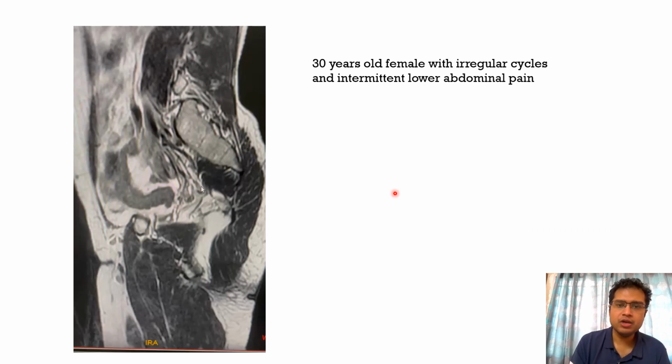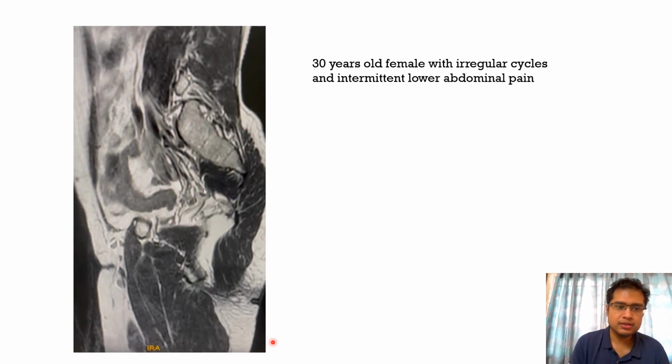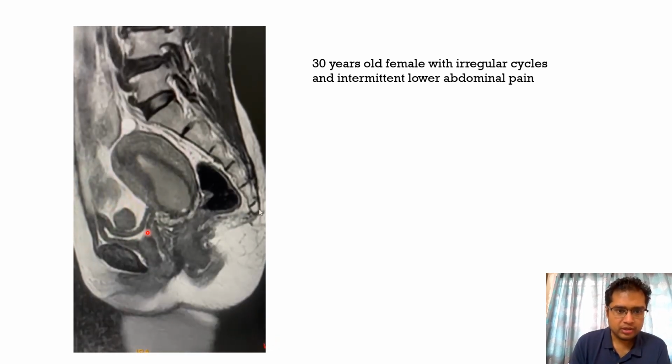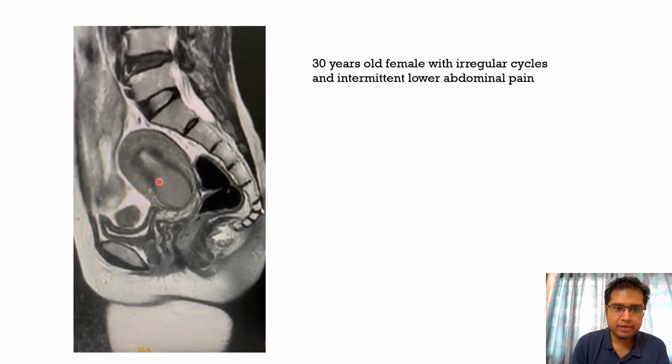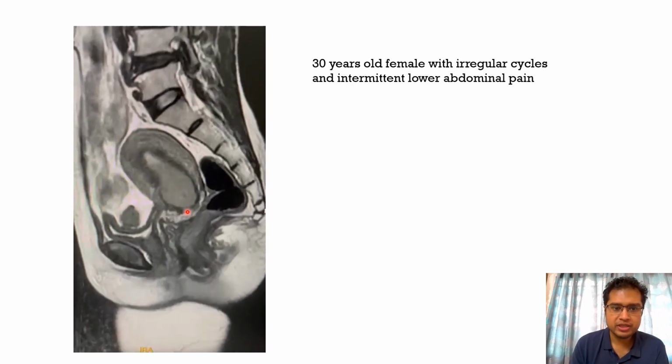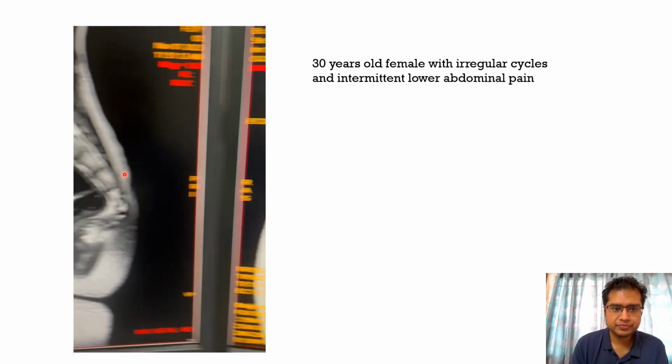Here we have a 30-year-old female who presented with irregular menstrual cycles and intermittent lower abdominal pain, and this is the MRI done for this patient. This is the sagittal T2 weighted image. The bladder is empty and there is a pedunculated mass arising from the anterior endometrium. A few cystic changes are seen on T2 weighted images.